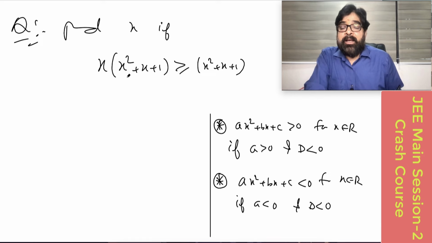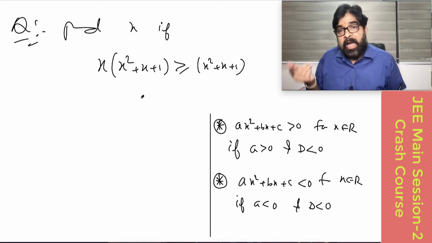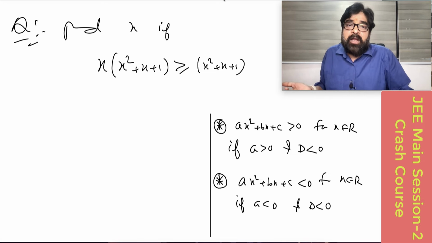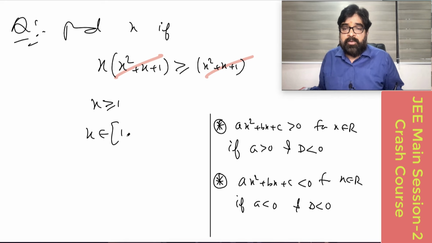I can say by looking at this bracket, look carefully, x square plus x plus 1. The discriminant of this will be what? b square minus 4ac, so 1 minus 4, that is minus 3. And a is positive. So this bracket is always positive. It is never negative. If it's always positive, without any fear, cancel it. No use of this. So we simply say, okay, what's the balance? x greater than or equal to 1. The final answer, 1 to infinity.